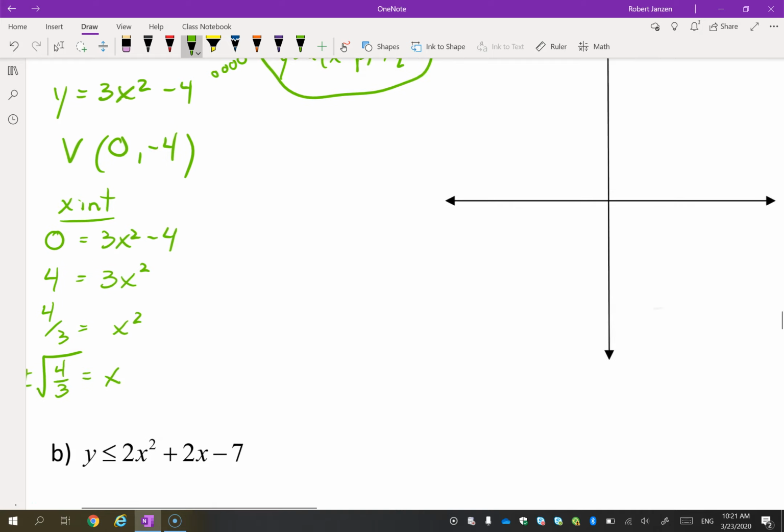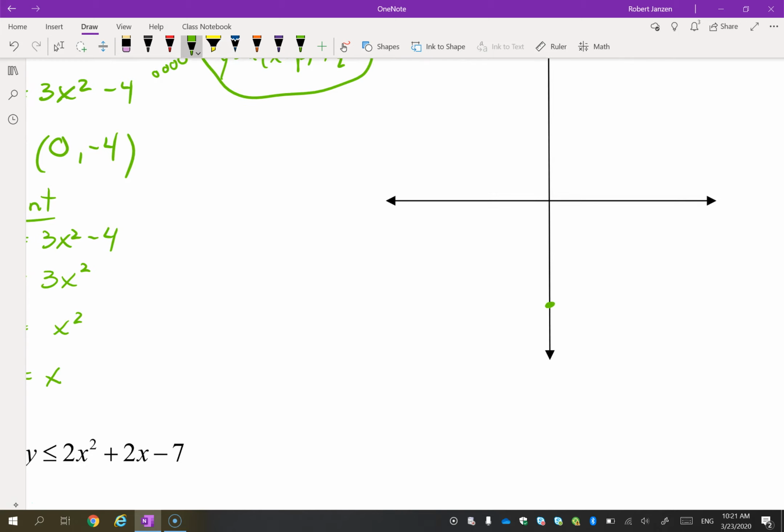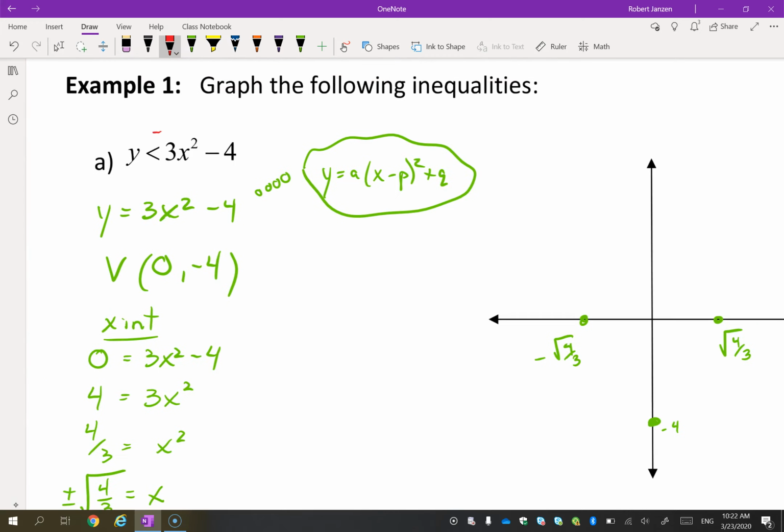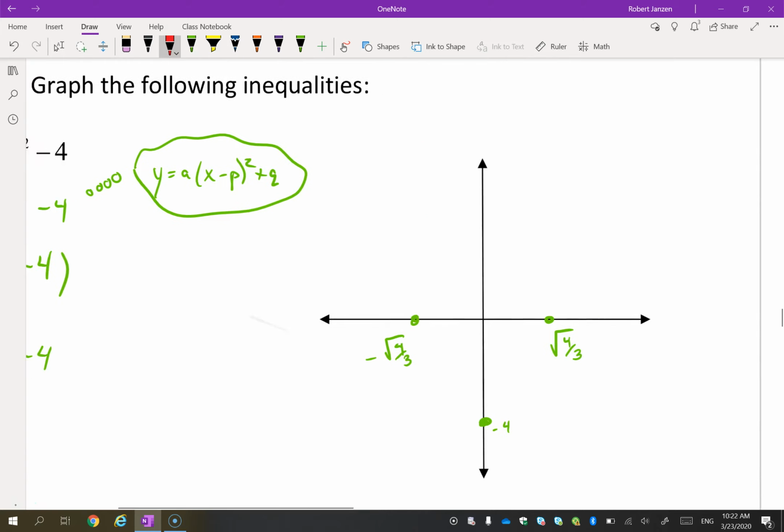All right, let's plot this all. So I have 0, -4. That's also the y-intercept. And then I'm not really sure how big the root of 4 over 3 is, but it's not really important to know exactly where it is. So this is -root 4 over 3. So there's my information for the parabola. Now let's go back and figure this out. We're supposed to graph less than. So since it's not equal to, I'm going to draw a dotted line.